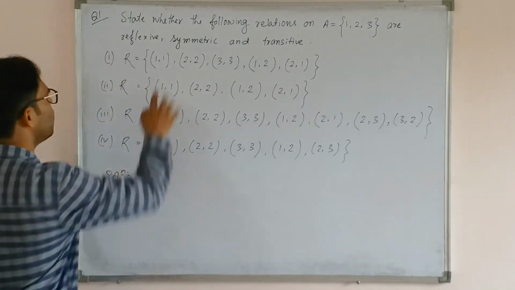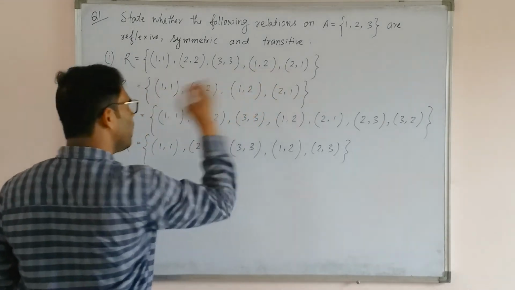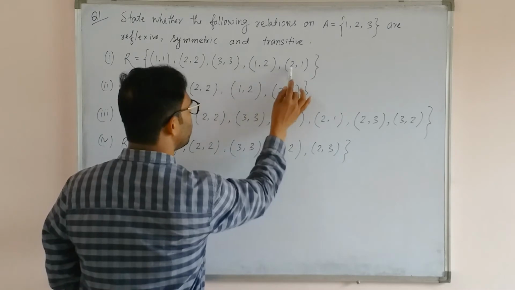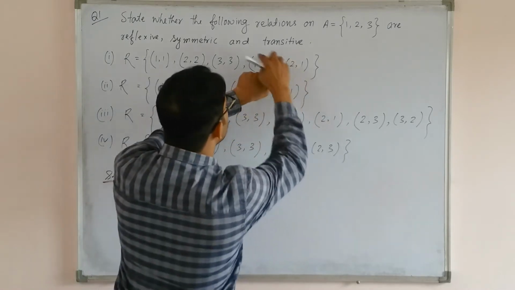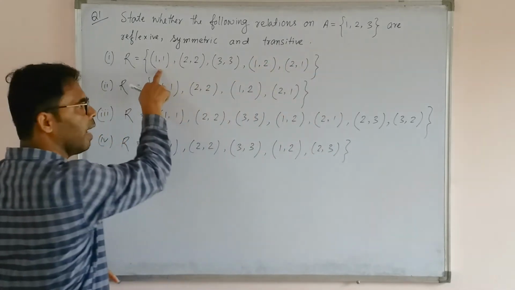Okay, so this relation is reflexive, we found, and symmetric as well. You see (1, 2) and (2, 1), so dropping the 2 gives (1, 1), and that is in R.